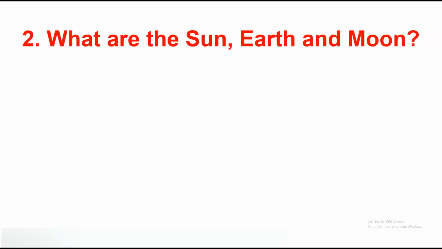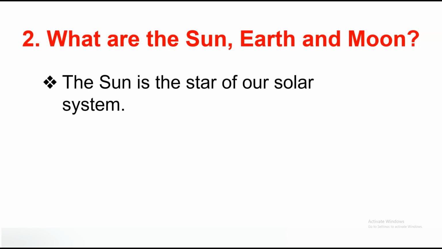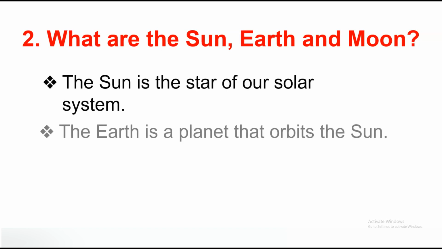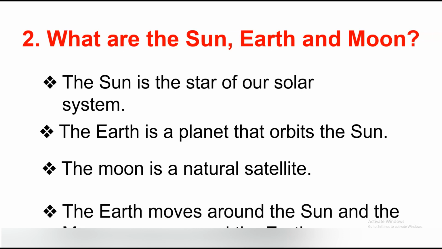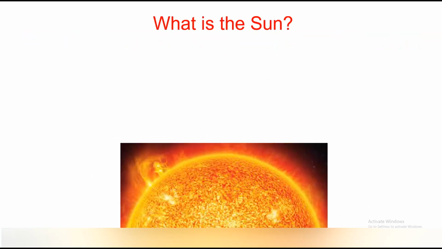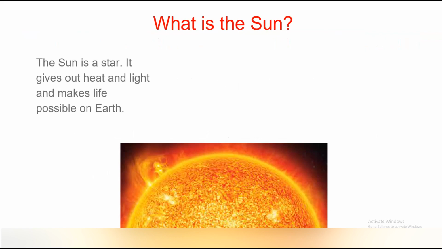So part 2, what are the Sun, Earth and Moon? Well, the Sun is the star of our solar system. The Earth is a planet that orbits the Sun. The Moon is a natural satellite. The Earth moves around the Sun and the Moon moves around the Earth. So what is the Sun?